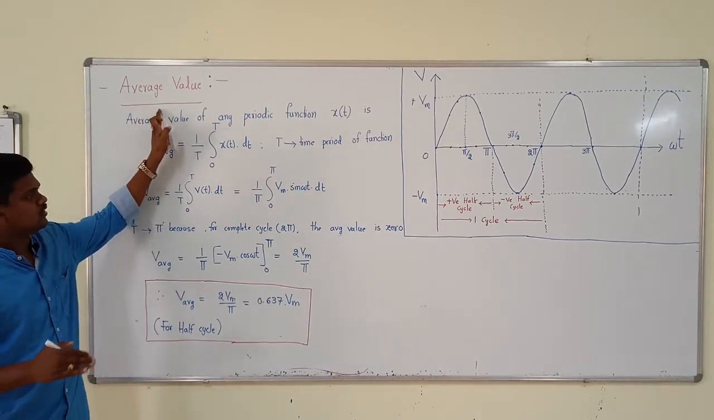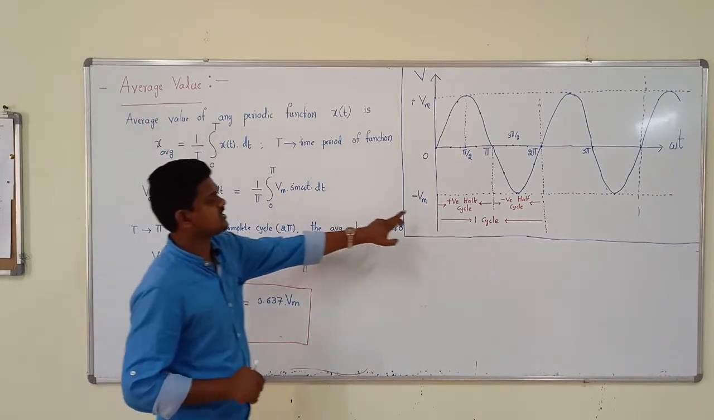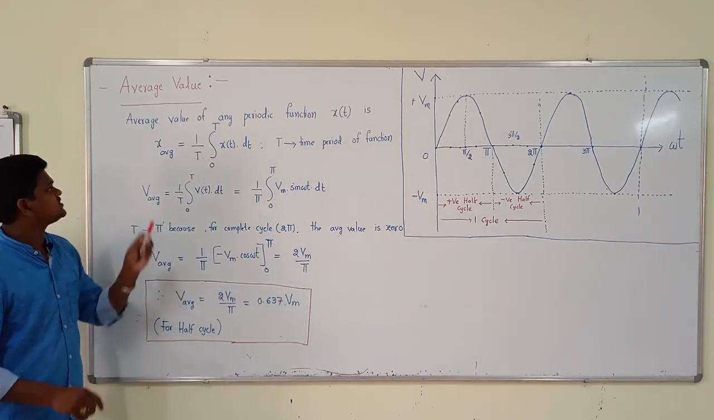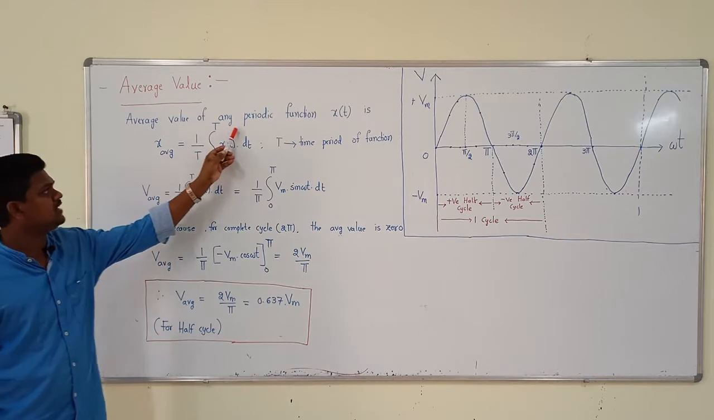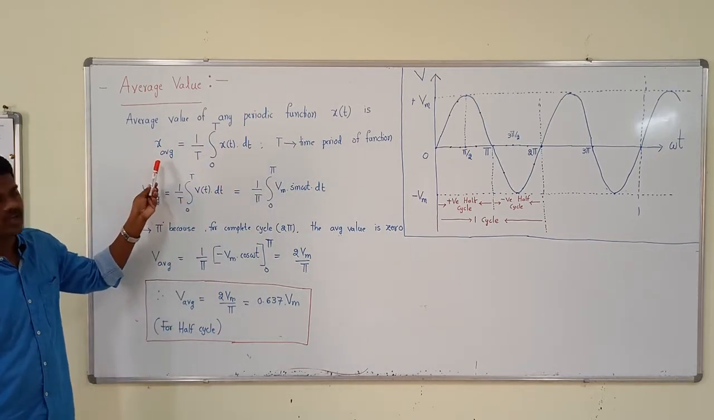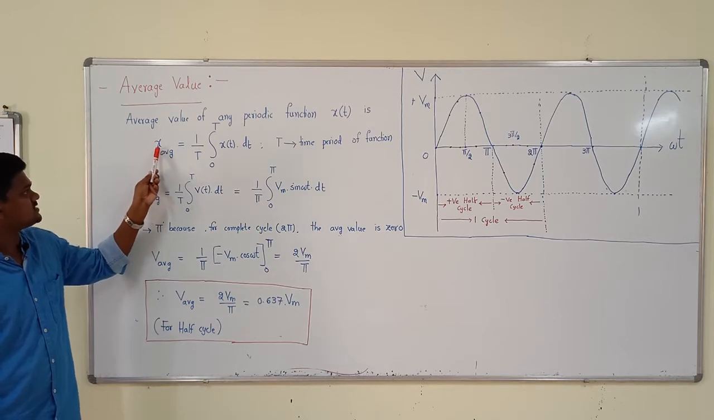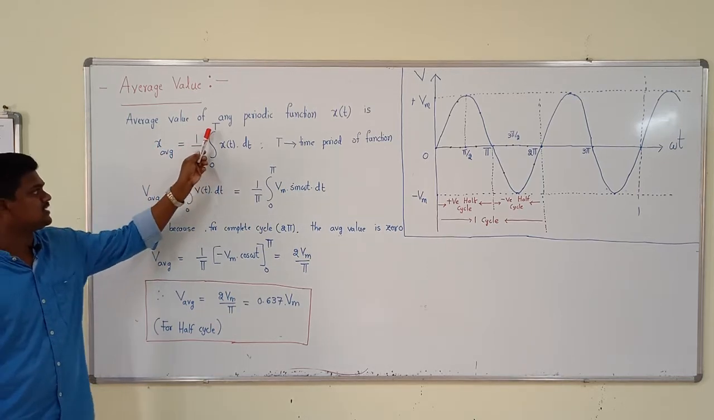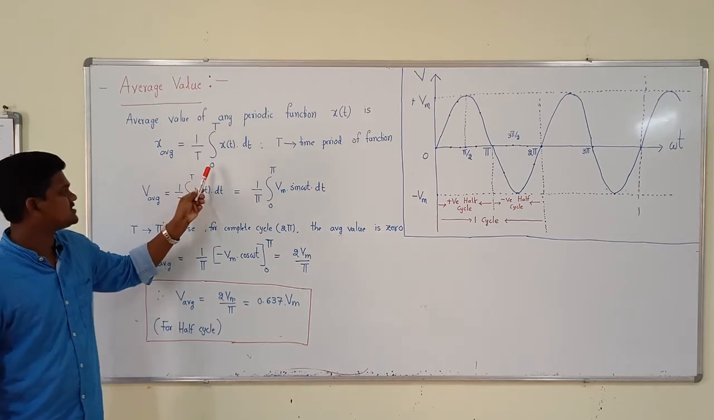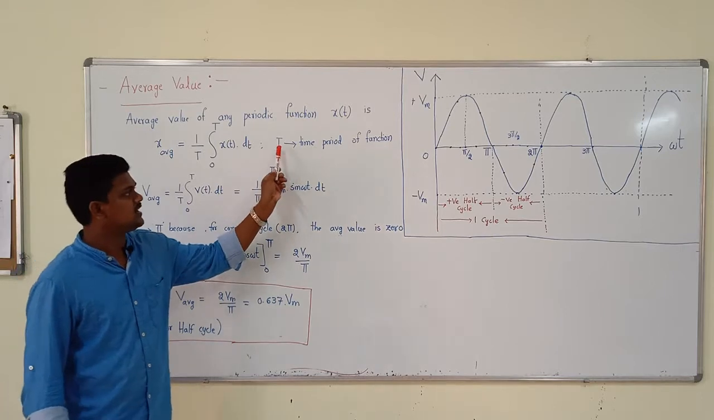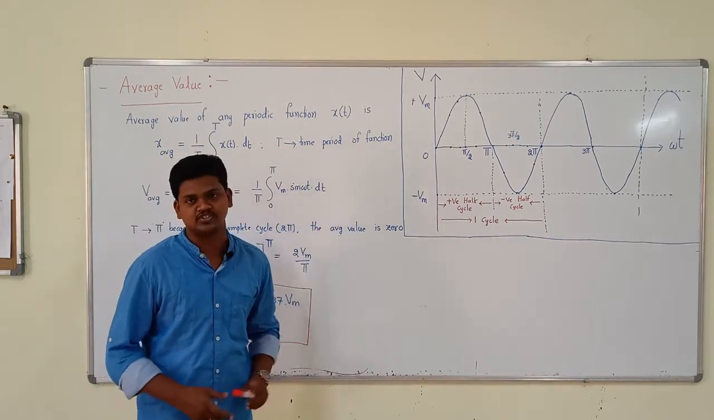First, you know that this is a sinusoidal waveform, right? According to mathematics, the average value of any periodic function x of t is given by the formula: x average equals 1 by T, integration with limits 0 to T of x of t dt. Here T is the time period of the function.